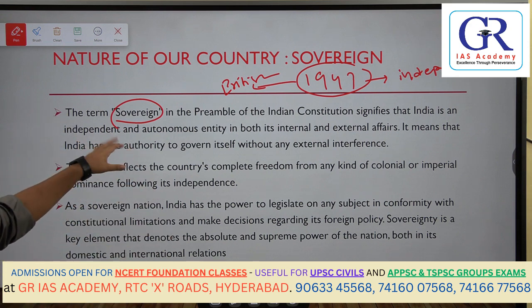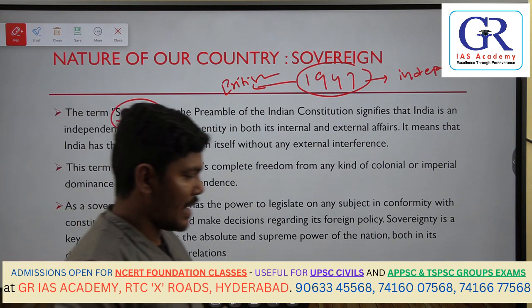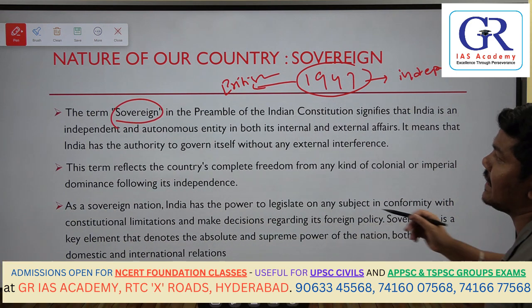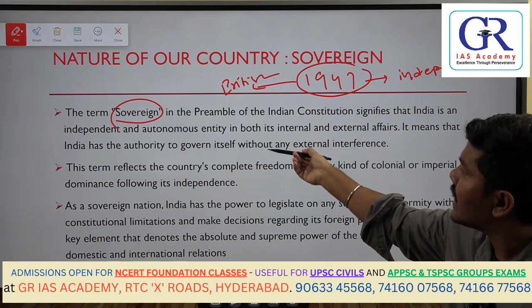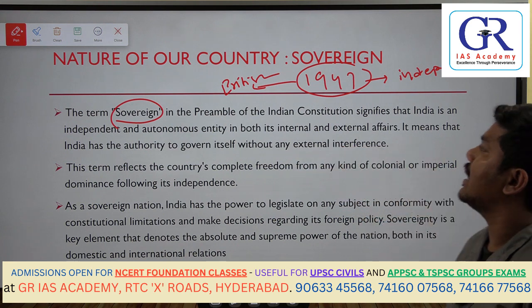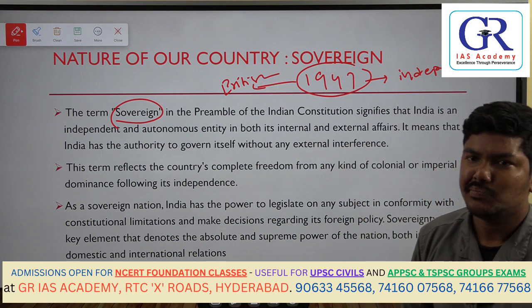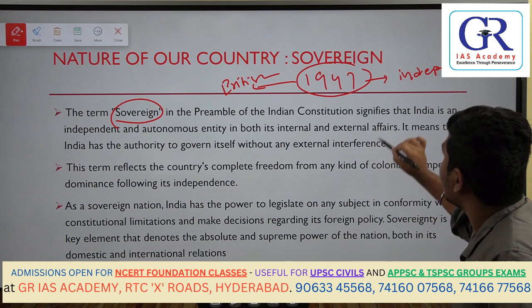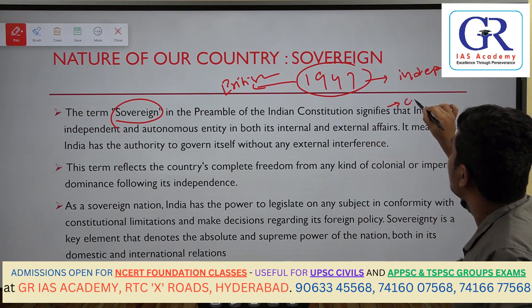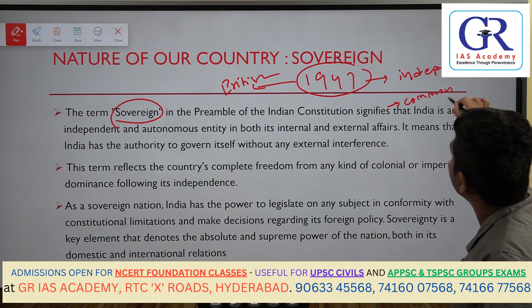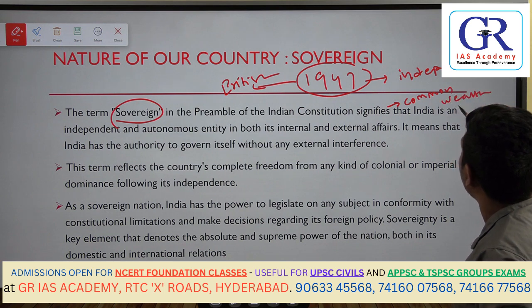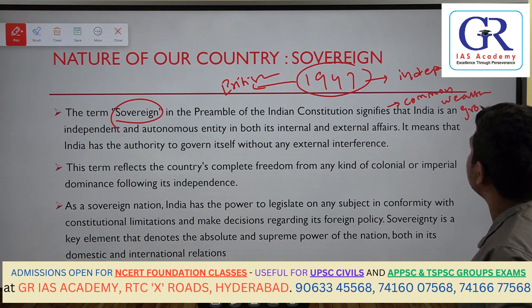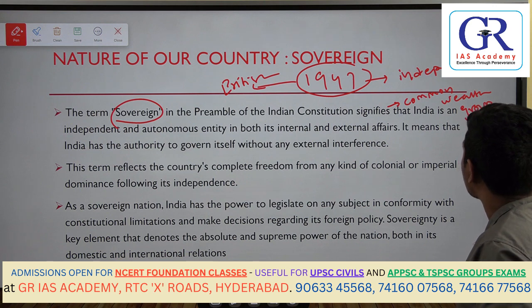The same thing we have written. The term sovereign in the preamble of the Indian Constitution signifies that India is an independent and autonomous entity in both its internal and external affairs. Okay? Fine. So even now, are we a member of the Commonwealth group of nations? Yes, even now we are a member. How many member countries are there in this Commonwealth group?